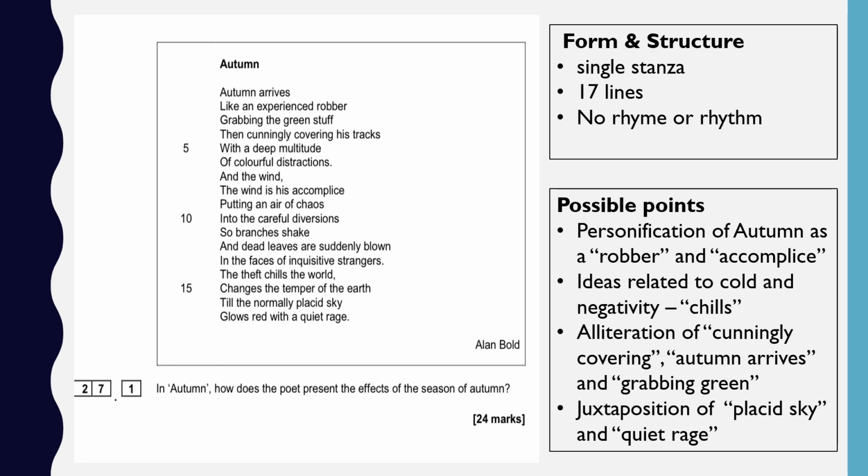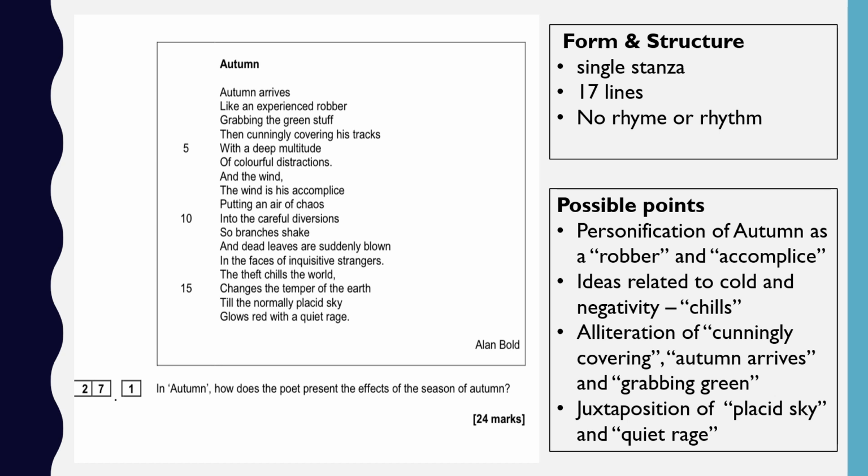Alliteration of cunningly covering, autumn arrives, and grabbing green. These all suggest, again, that he does not think very positively about the season that has come and stolen away summer. And the juxtaposition of placid sky and quiet rage in the last two lines, till the normally placid sky glows red with a quiet rage. Using those two opposites, placid means calm, and obviously rage means anger. So having those two juxtaposing ideas shows how he feels extremely negatively about the season.